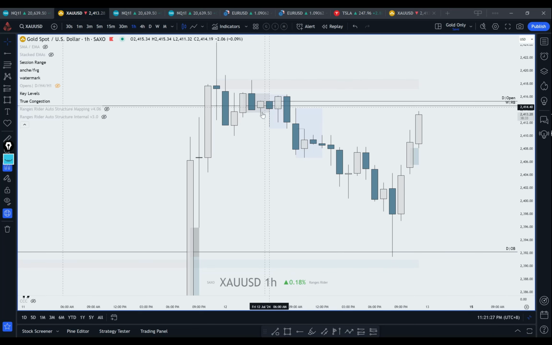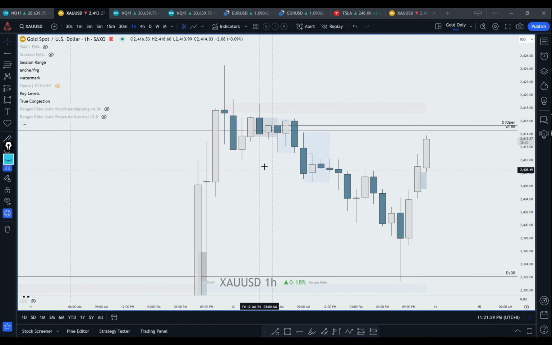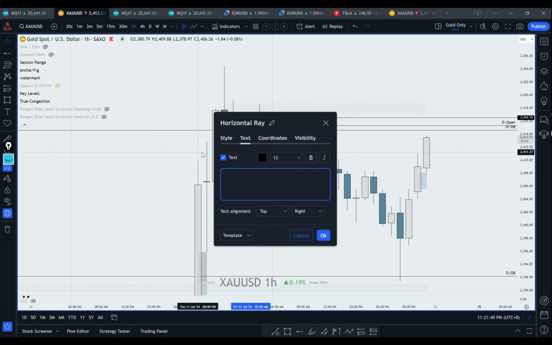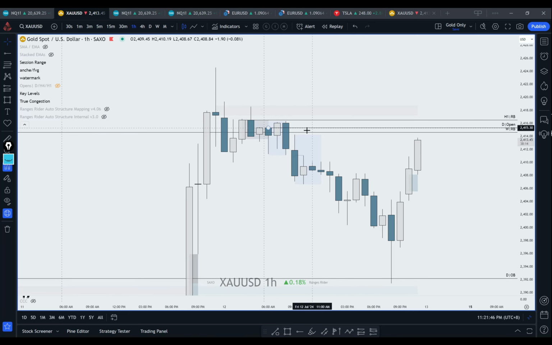This is where the day opened. So what do we have? We have the rejection block, this one on the H1 time frame. So we can mark this one as our rejection block, and we can call this one H1 rejection block. So this is the Asian session.